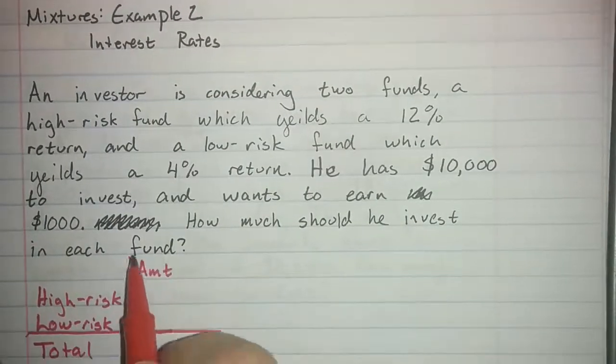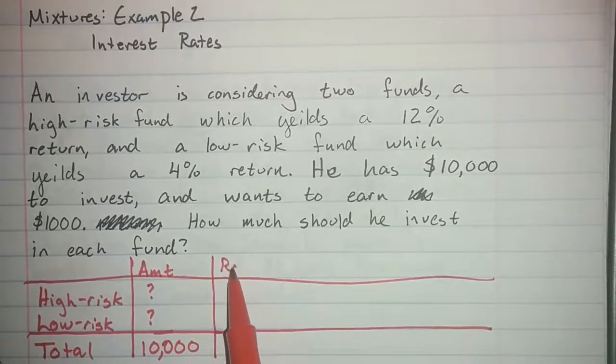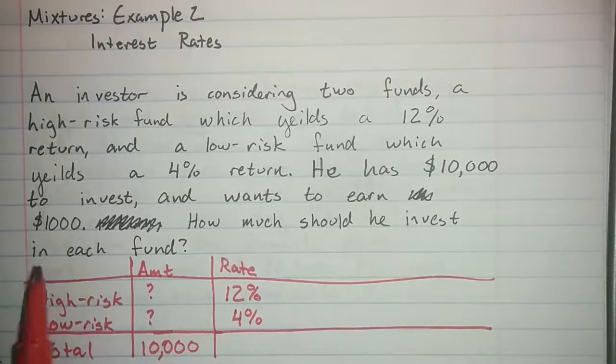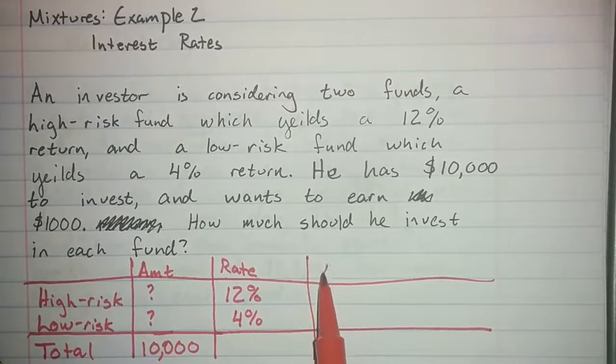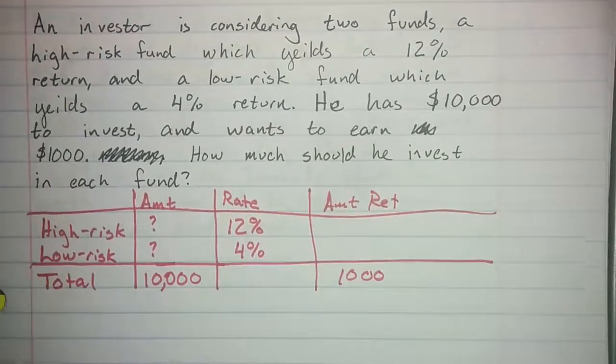And we know that the amount invested in each is going to be our unknowns, and the total investment is $10,000. We know the rate of return, right, for the high-risk fund is 12%, and for the low-risk fund is 4%. We know we want a total of $1,000 returned. That's not the rate of return, though, is it? That's amount returned. So what are our rules?